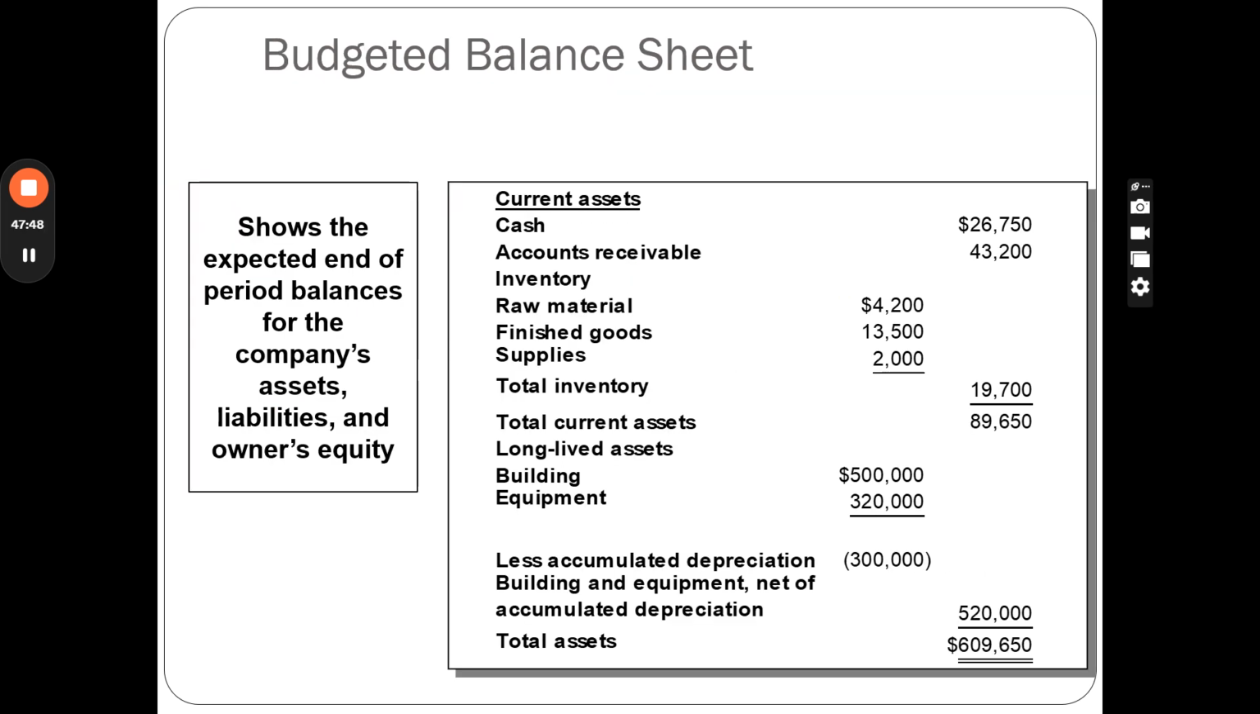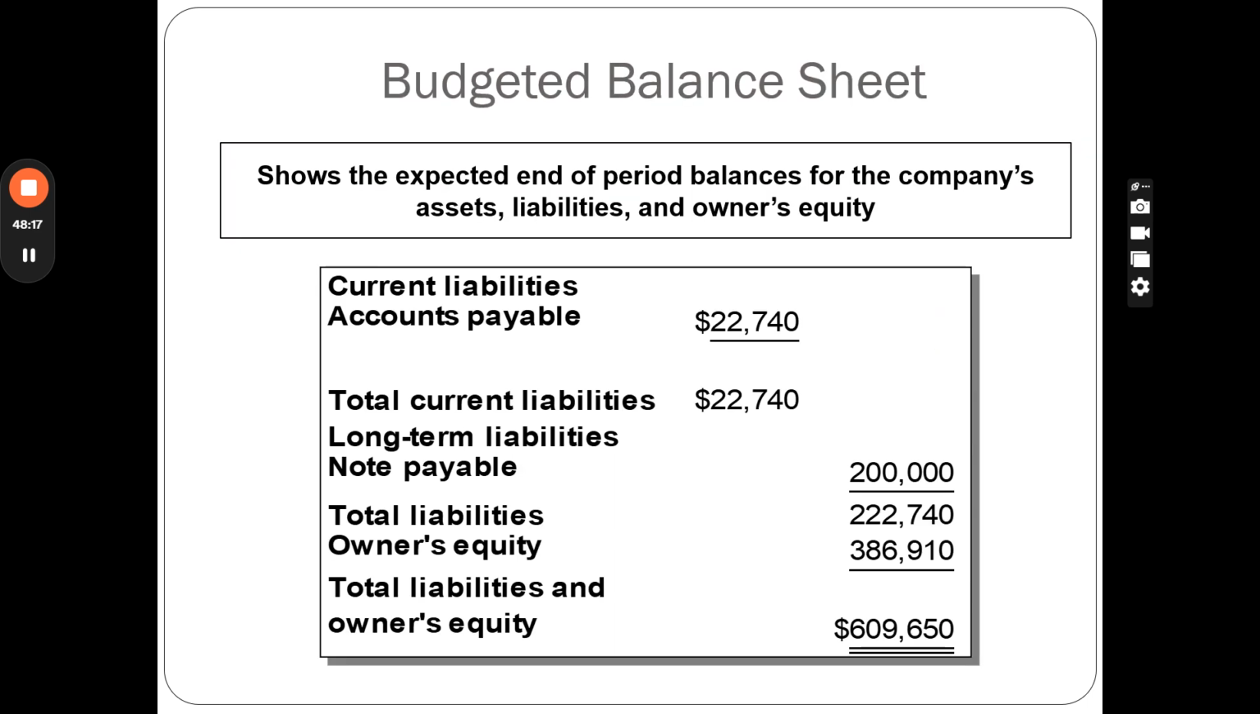And based on all these things, we can prepare a budgeted balance sheet. So we have our cash budget we got from here. We will have our accounts receivable, that's also based on the budget, and we have raw materials, finished goods, supplies, total inventory, this is coming out of our budget, and maybe other long-lived assets like building and equipment. And finally you will have your total assets, and the same way you can have your total liabilities also.